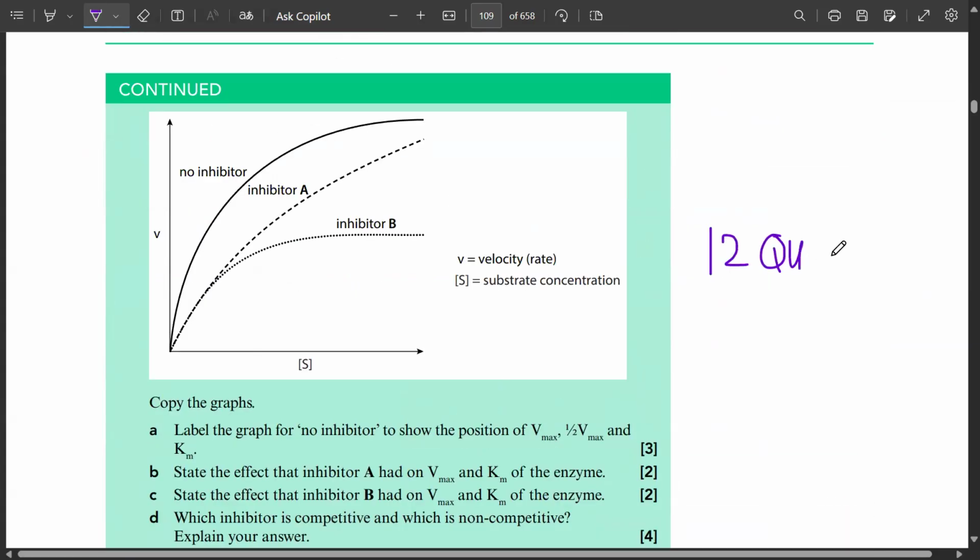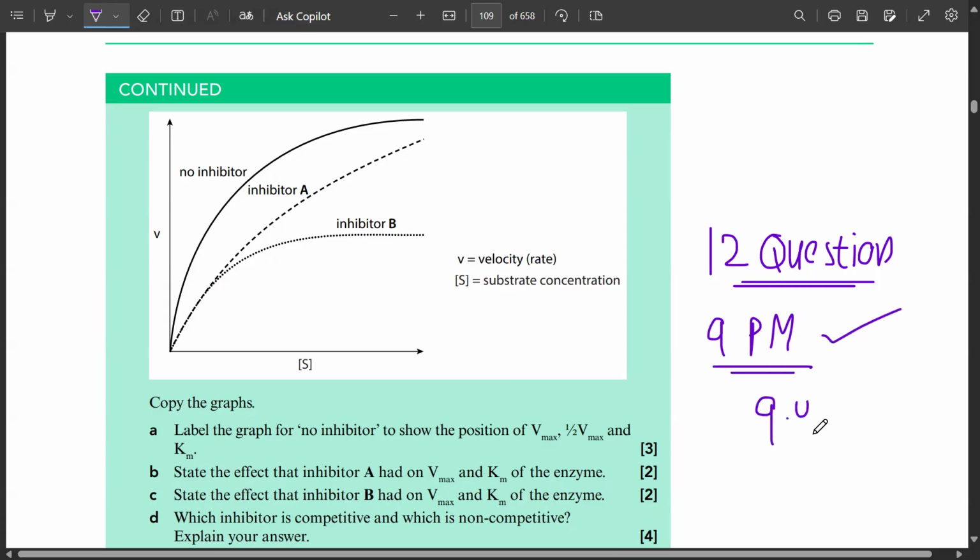Do you have this book? Yeah, I have. You have to solve all these 12 questions before 9 p.m. tomorrow. Got it? Okay. Yeah. Our class will start at exactly 9:40.